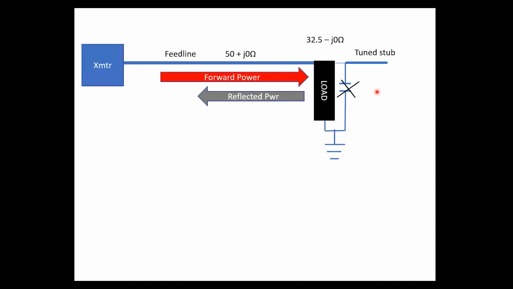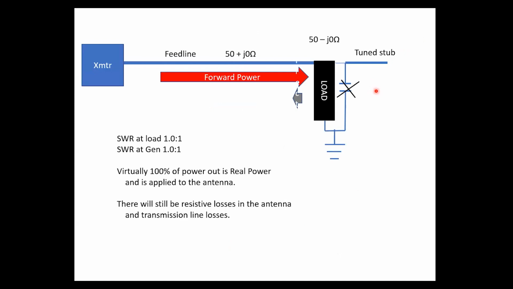All right, so I've got a tuned stub here that I've switched to 50 minus J0. Notice that my reflected power is virtually nil now. My SWR at the load is essentially 1.0 to 1. So the SWR at the generator or my transmitter is going to be effectively about that same amount. It'll be a little different because the coax isn't perfect, but it'll get us real close to that. Well, that means virtually 100% of the power output is real power. It's applied to the antenna, but there's still going to be resistive losses.